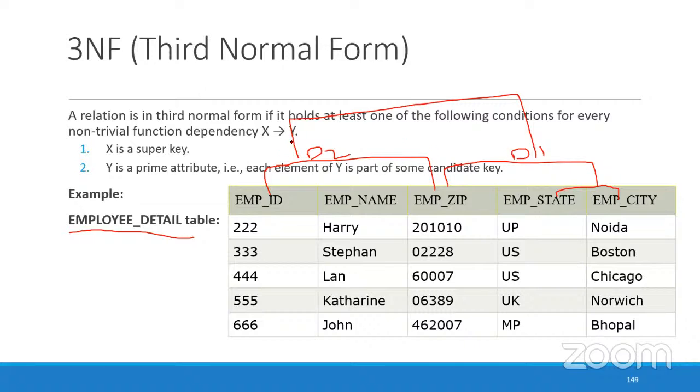So this table is not in third normal form, because we find a transitive dependency. Now we want to avoid this transitive dependency. Then we can say the given relation is in third normal form. So what is the procedure?